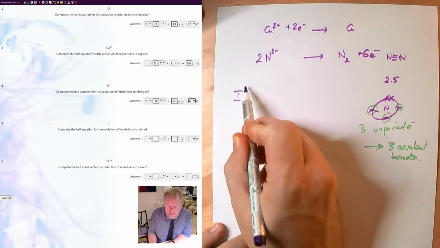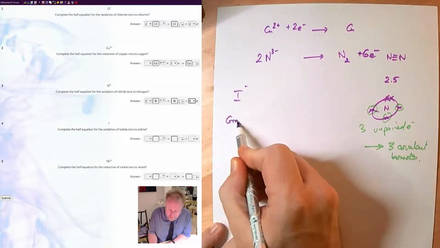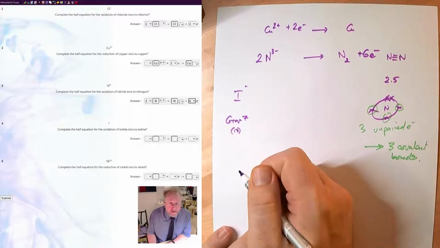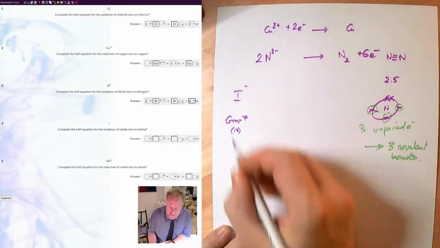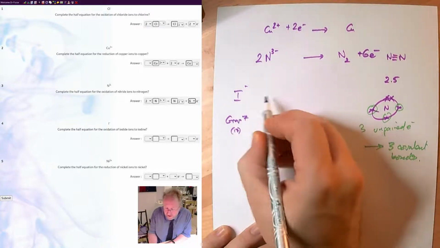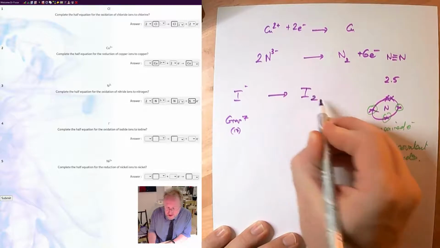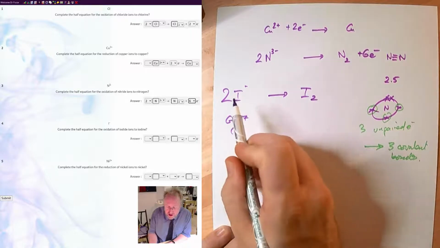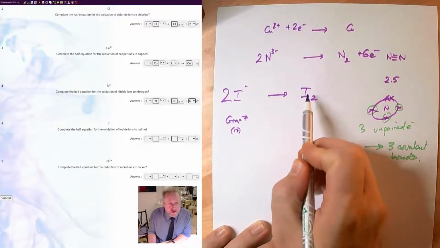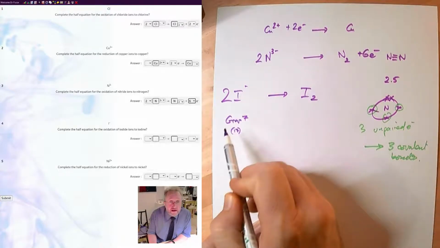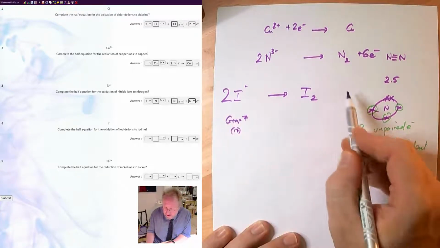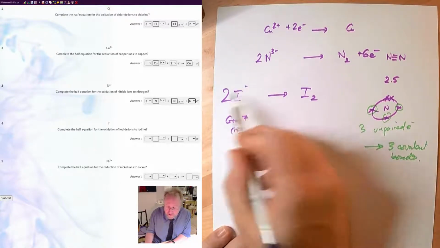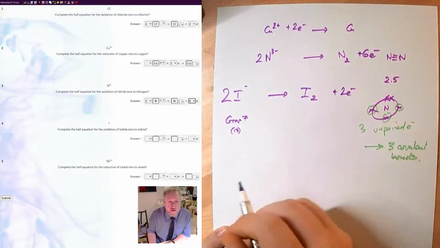Okay, complete the half equation for the oxidation of iodide ions to iodine. So iodide ions are I minus. It is group 7 or 17 if you prefer. So I minus, it has a single extra electron, and iodine exists as I2. So we're going to need 2 of those because it's a diatomic molecule. So you can think of this as having 2 nuclei. We're going to need 2 lots of the iodide ion. And then because we've got 2 of the iodide ion, it's 1 minus, it's going to lose 2 electrons.